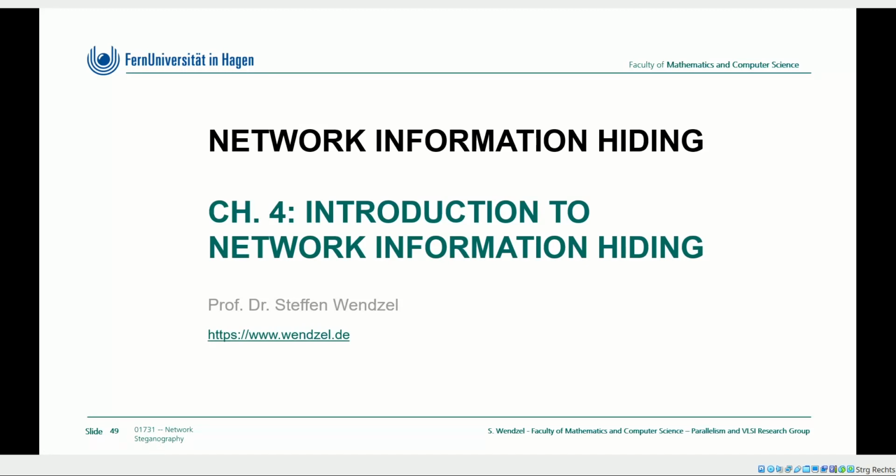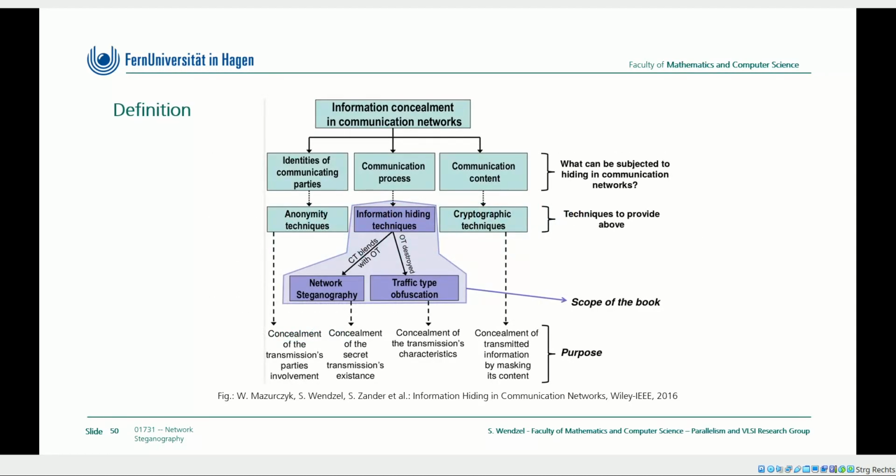Alright, welcome back to chapter 4 of network information hiding. So in this chapter we will discuss network covert channel fundamentals. This figure is taken from our book that I mentioned in chapter 1.